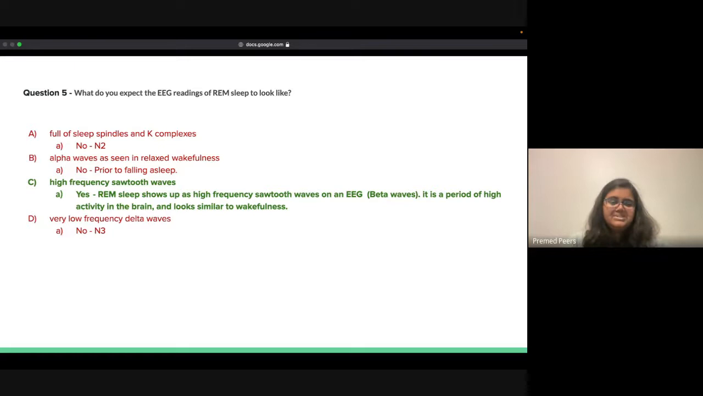C, high frequency sawtooth waves. Yes, REM sleep shows up as high frequency sawtooth waves on an EEG, or beta waves. It is a period of high activity in the brain and looks very similar to wakefulness. And then D, very low frequency delta waves. That's not correct either because that's in N3.